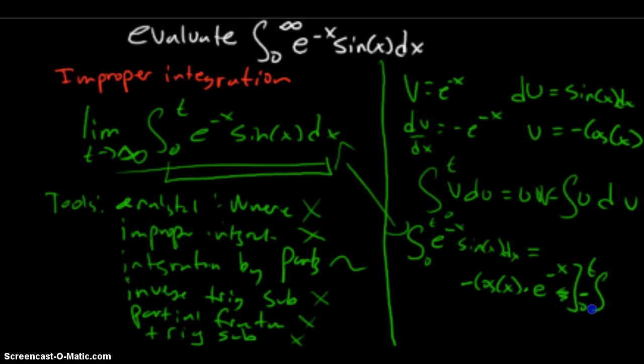minus our integral of u, in this case minus cos x, multiplied by our du, which is sine x dx. So this times sine x dx, and I'll finish this and write it much neater in the next video.